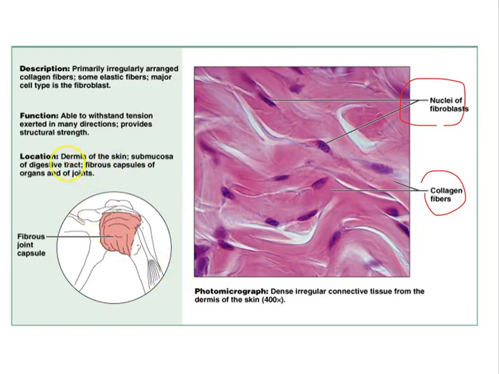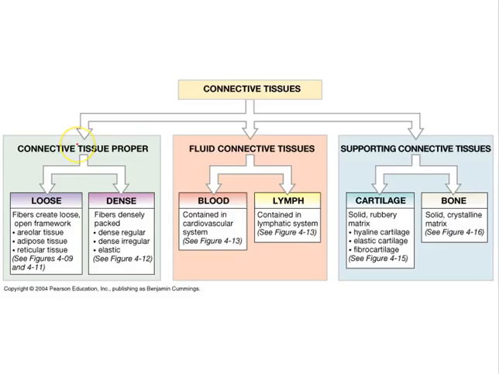It's important to know that because of their specific function of withstanding tension exerted in many directions, they are found in the dermis of the skin, the deep layer of the skin, and also the submucosa of the digestive tract, and the fibrous capsule around organs like the liver and also around the joints is made of dense irregular connective tissue.